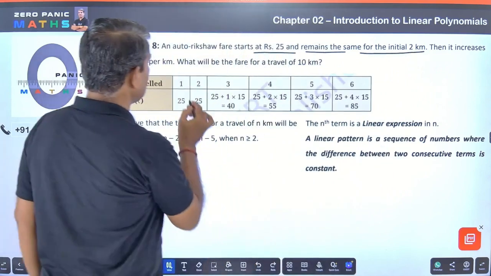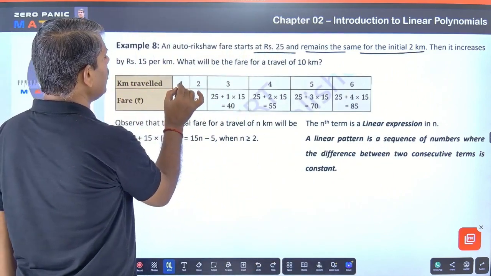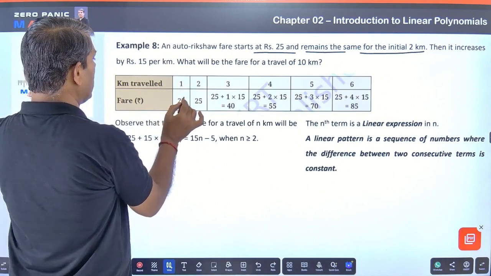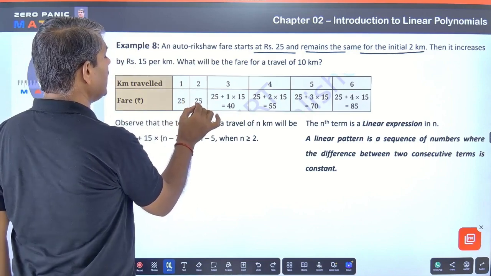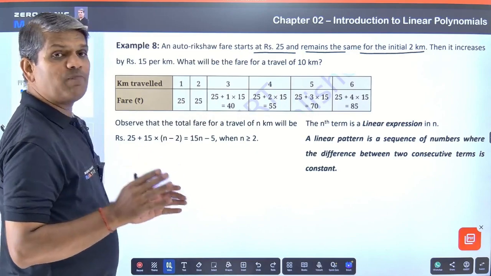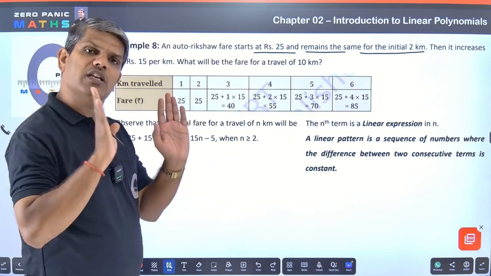kilometers. See, there is a table given here. For the first kilometer traveled, it will be 25 only. After the second kilometer also, it will remain 25 only, because the auto rickshaw charges for the first 2 kilometers 25 rupees, the same value.